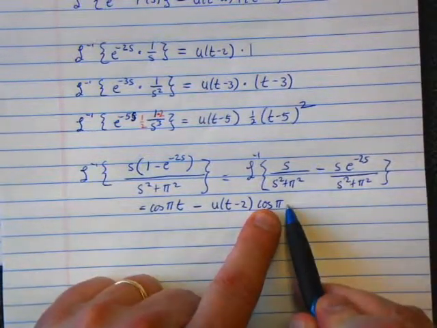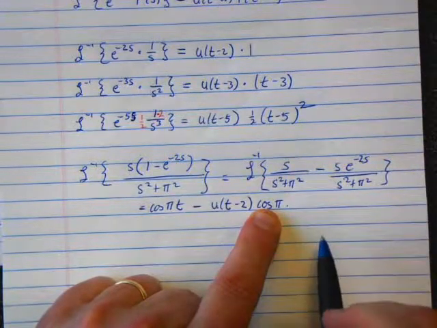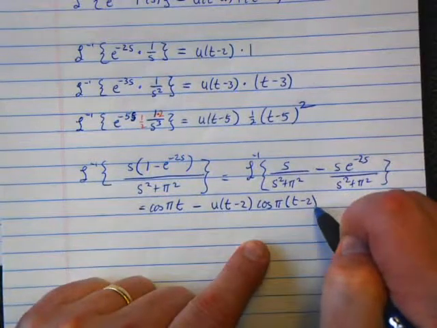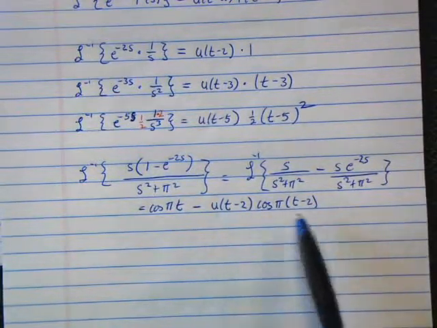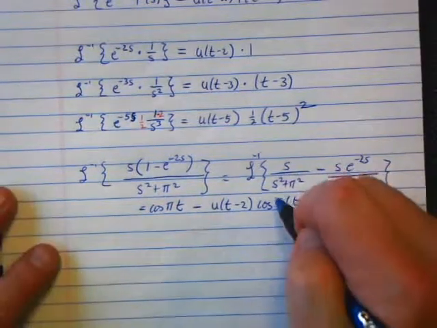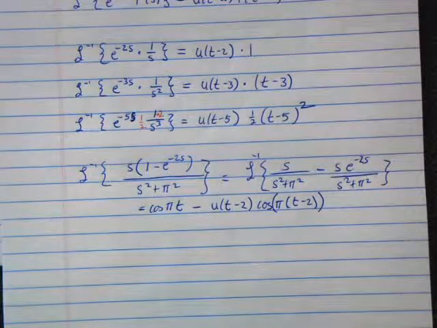We'd like to just put cosine pi t there, right? But we shouldn't. We should put cosine of pi, and then we're going to have a t minus 2. Again, the shift in your u has to match the shift in your cosine. Is that t minus 2 inside the cosine? Yes, that t minus 2 is all part of the angle inside of the cosine function. Otherwise, that wouldn't be right. Correct.